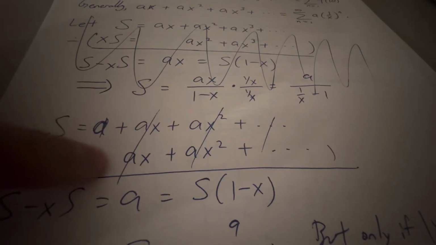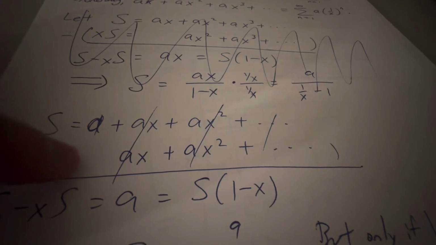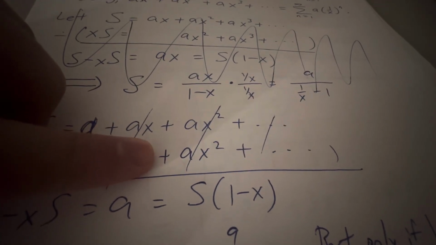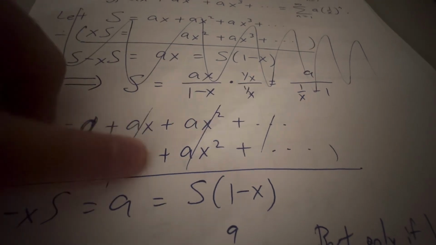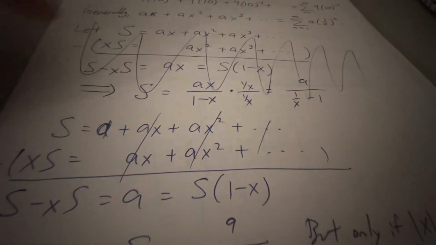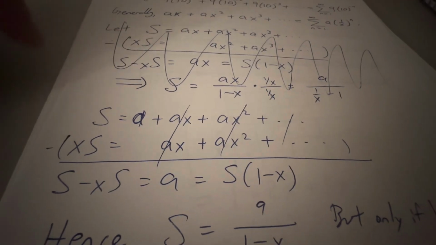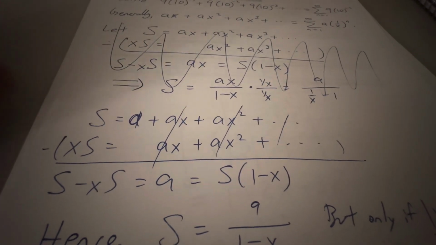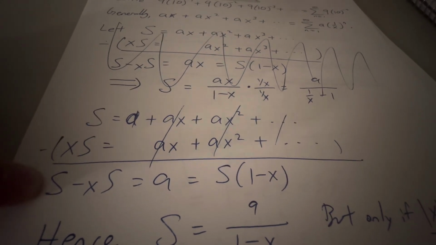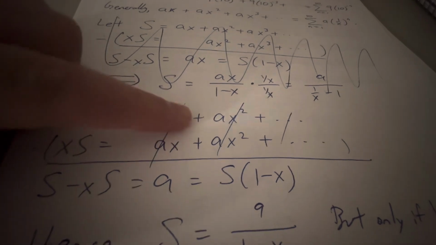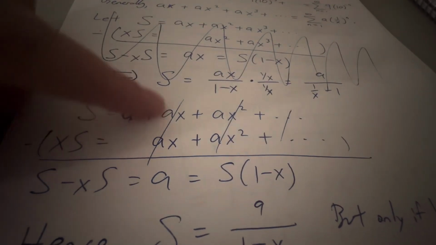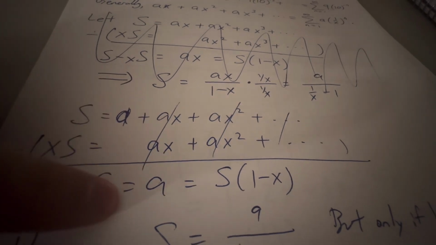But then I shift everything down by 1. When I say shift by 1, I'm just pushing it over to the right, 1 position, so that the ax's are lined up, ax squareds are lined up, so on and so forth. And then I take the top and I subtract the bottom. So when I do that, I'll have s minus xs, which is here. And then over here, all these ax terms will cancel, and the only thing that's left over is this a. So everything here is equal to a.